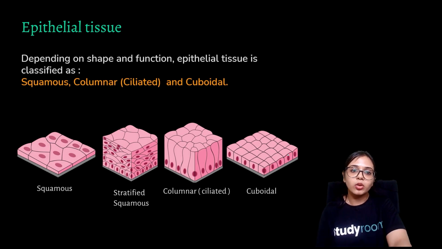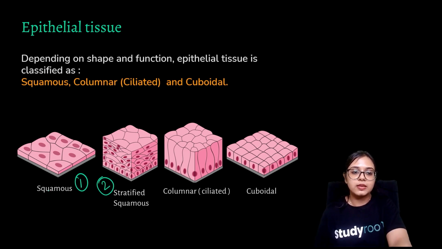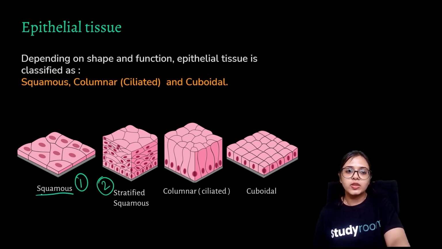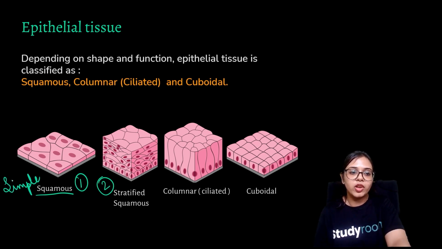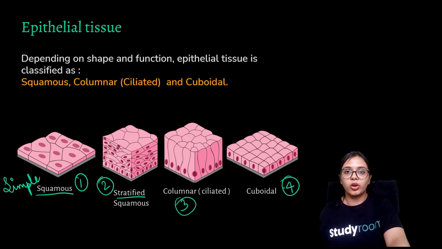Epithelial tissue, depending on the shape and function, includes the squamous epithelium. We can also call this simple squamous epithelium, whereas there is another kind of squamous epithelium tissue which we call stratified squamous epithelium. Then there is the columnar or the ciliated epithelial tissue, and lastly we have the cuboidal epithelial tissue.